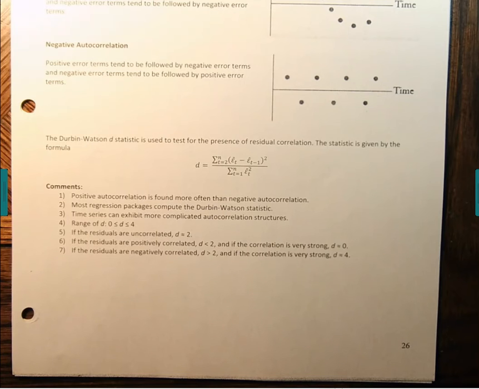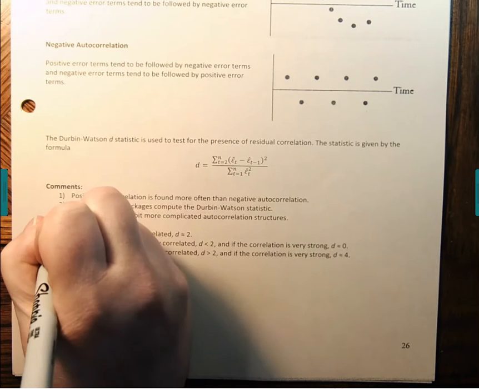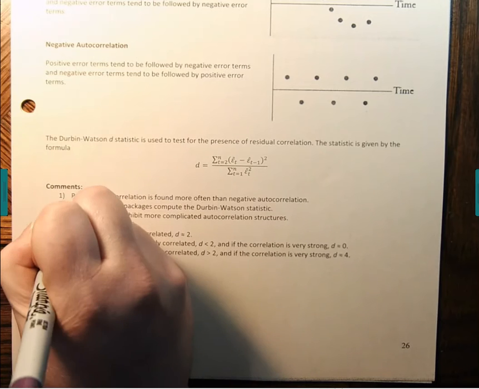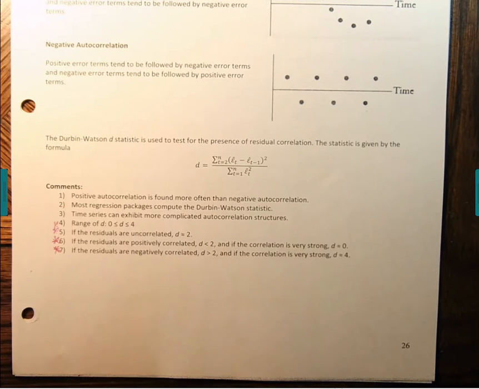Durbin-Watson's D is restricted between 0 and 4, and we're going to need this one here in a minute. If the residuals are uncorrelated, D is approximately 2, so we need this one and this one. And if the residuals are positively correlated, D is less than 2. If it's real strong, it's close to 0. And if they're negative, D is going to be greater than 2. And if it's very strong, it's approximately equal to 4. So all 4 of these I'm going to reference here in just a moment, and we'll need those.